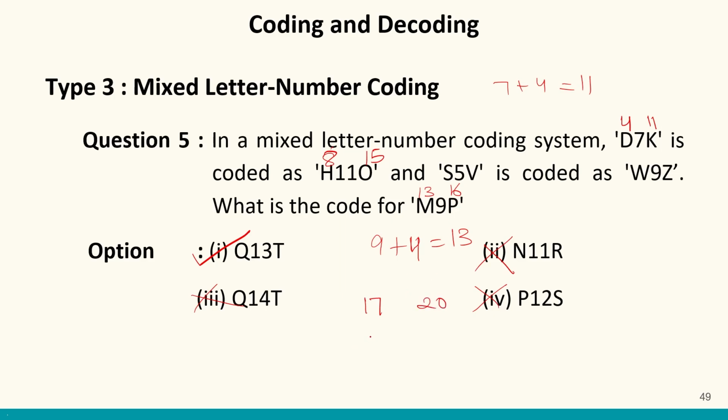So 17th rank belongs to Q and 20th rank belongs to T. So Q, T, and in the middle we have 13. So this is my code, which is the answer.